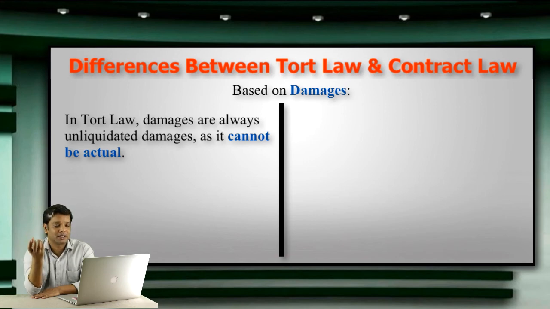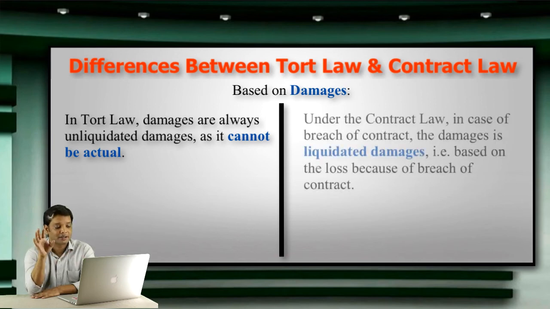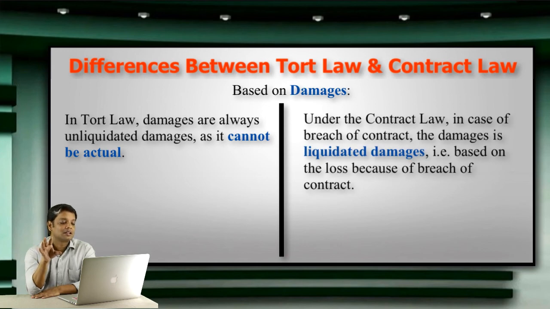So it is unliquidated. On the other hand, under the contract law, the damages are liquidated, because that is already decided while making the agreement. So that is liquidated based on the loss because of breach of contract. And even if it is not decided while making the agreement, then it can be calculated, as we have discussed while discussing the topic, that is discharge of contract by breach of contract, okay.